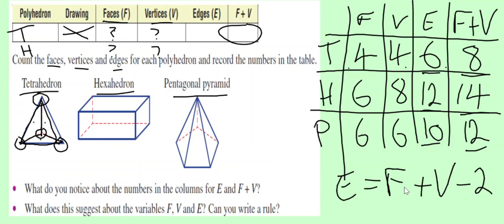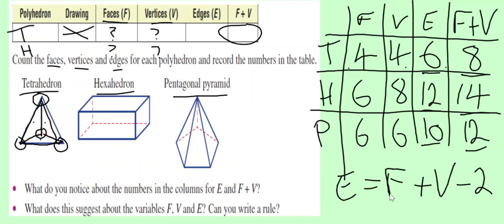So you can use that rule to calculate a missing value of either faces, vertices, or edges, only if you're missing one of those values. If you're missing more than one of those values, you can't use that rule, it doesn't work. But if you're missing the vertices, then you can use the number of edges and faces you have to calculate the number of vertices.